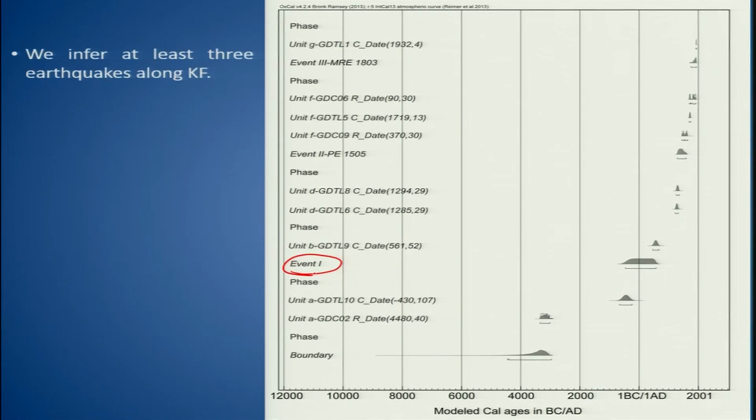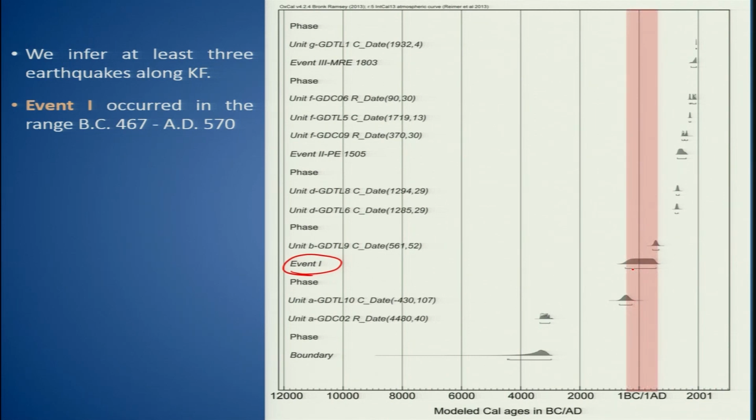So this is how we used OxCal, and we calibrated all our ages, and we tried to bracket the different events based on the ages we got from different units. So we infer at least 3 earthquakes along the Kaladungi fault, event 1 which occurred, and based on this we were able to bracket the event. So we say that the event was bracketed between these 2 ages.